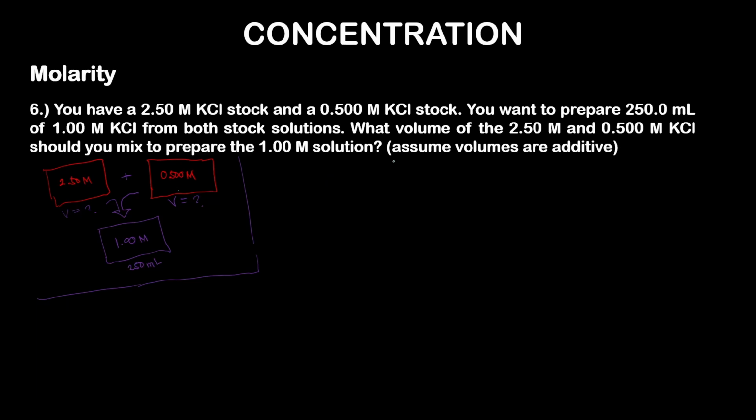Okay. So this has a clue. They said assume volumes are additive. Volumes are additive. So let's set this 2.50 molar as stock A. And this one is stock B. And okay, so we know that the final volume is 250 ml. And then the volumes are additive, so the volume of stock A plus the volume of stock B should be 250 ml, right?